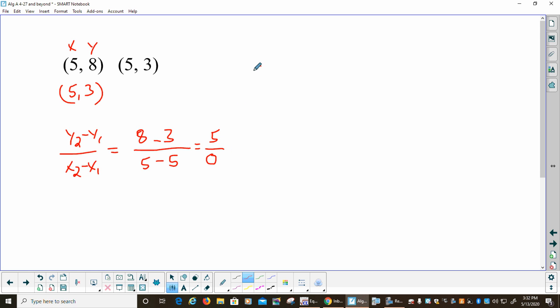If you pick up your calculator and type 5 divided by 0, the calculator will tell you error. That means slope is undefined. You can't divide by 0. Let's say this is where I'm starting, that point. Rise 5, but don't run. Notice it's a vertical line. It's only crossing the x-axis. Where is it crossing the x-axis? At 5. So your answer is x equals 5. And you're done.